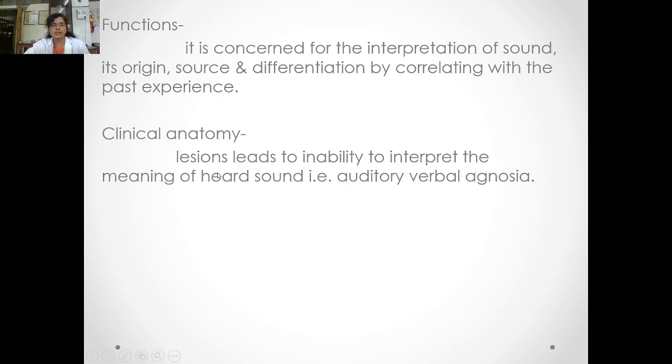Clinical anatomy of this area: lesions of this area, that is the auditory association area, lead to inability to interpret the meaning of heard sound or to interpret the meaning of spoken words. That is inability to interpret the meaning of spoken words, and that is called auditory verbal agnosia.